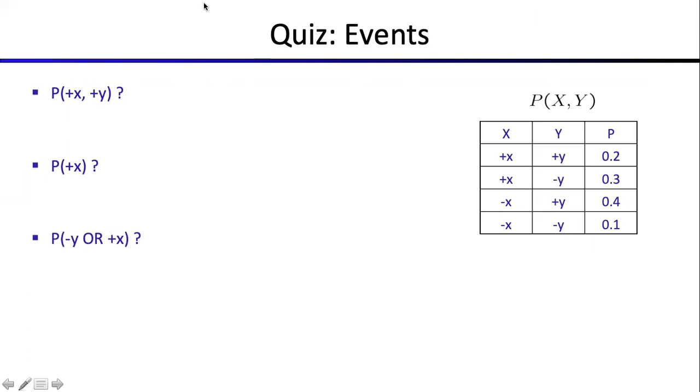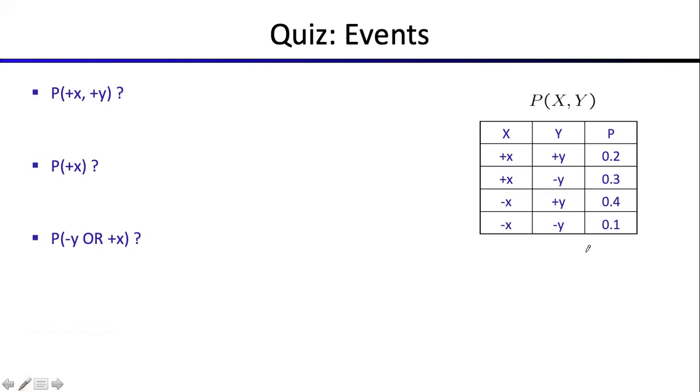ठीक है, and this is the table that is given to you. From this table you can always find out these probabilities. So what is the first one representing? This is a probability of plus x and plus y, probability of plus x, probability of minus y or plus x. So according to this definition, अगर मैं probability of minus y निकालना चाहता हूँ तो which two probabilities I'll be adding?